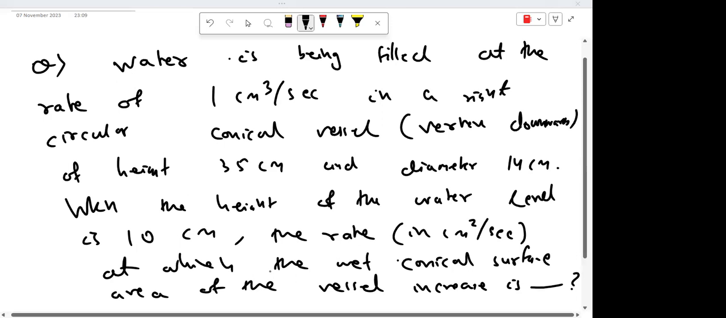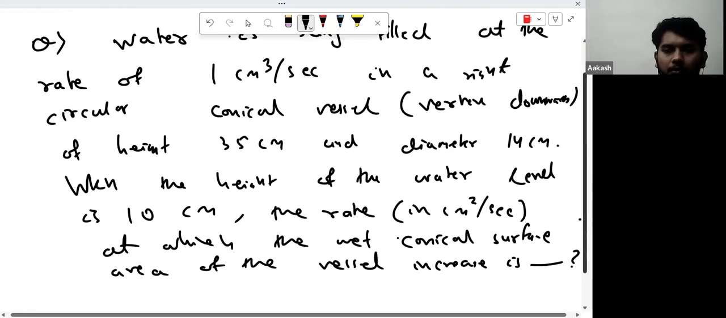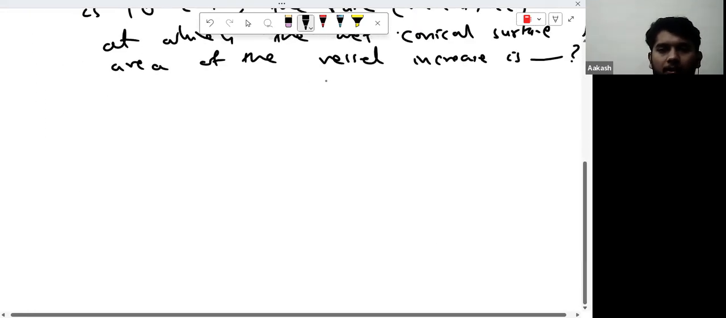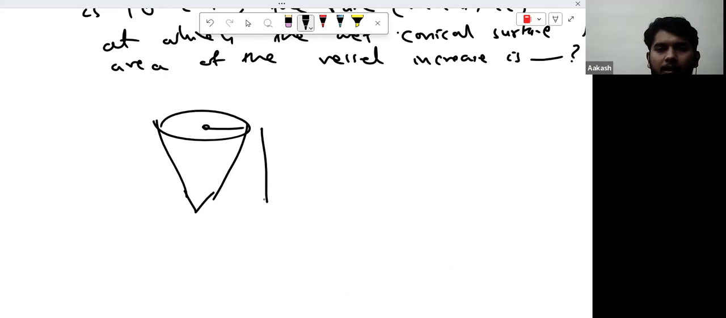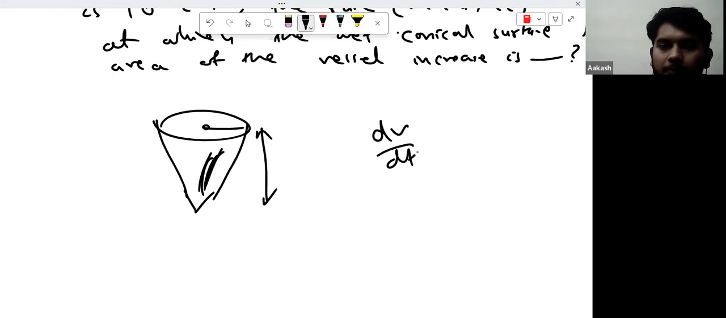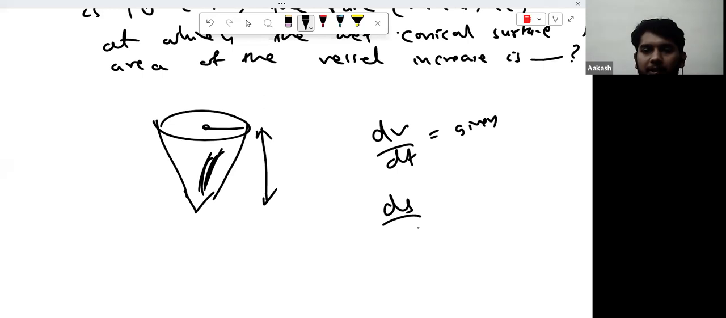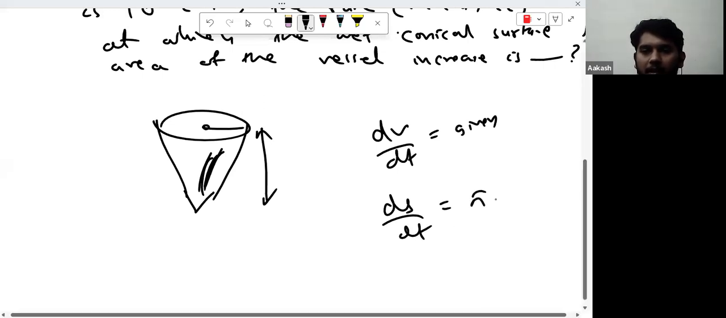Can you solve it, Shahid? Yes, sir. Trying to solve it. Okay, let me give you the story. They are saying there is a conical flask or something like that, and this base is given, and the height is also given. Water is being filled, that means water is being poured like this, and the rate of volume change, dV by dt, is given, right? They are asking ds by dt, and surface area is pi r l.